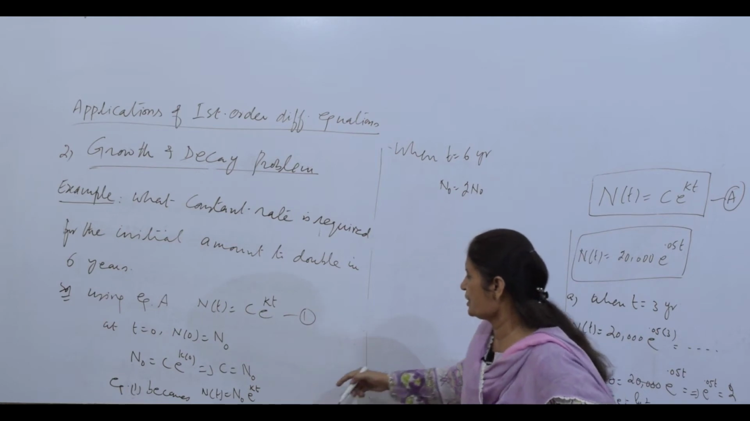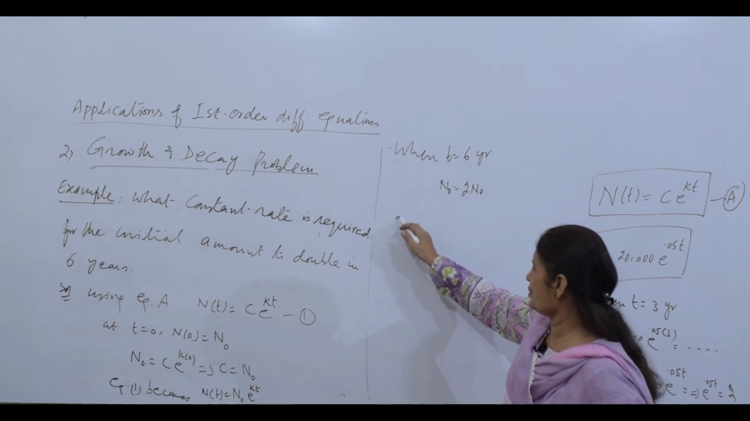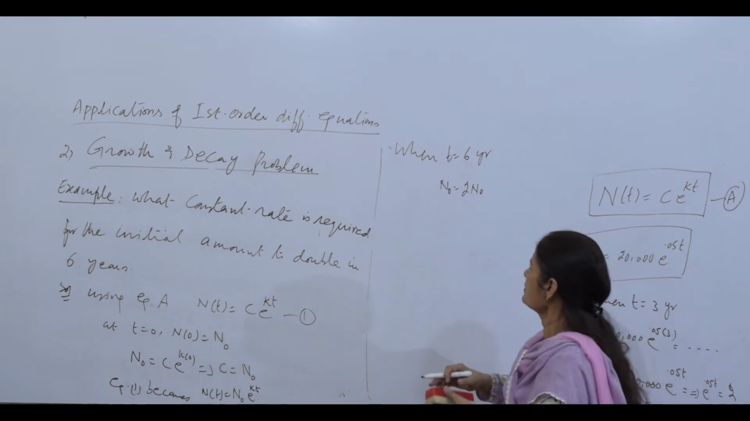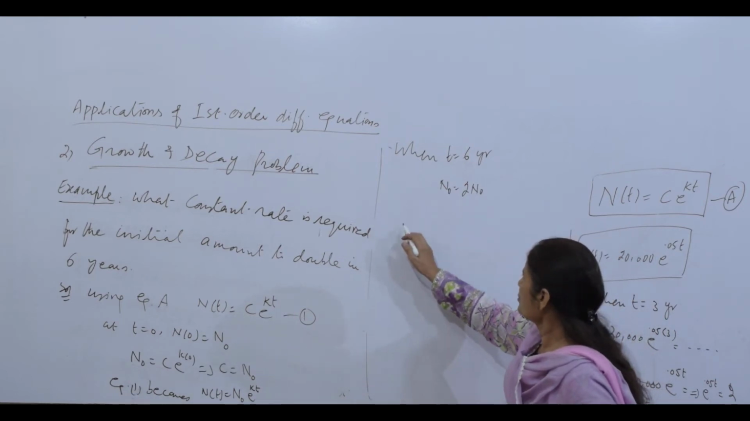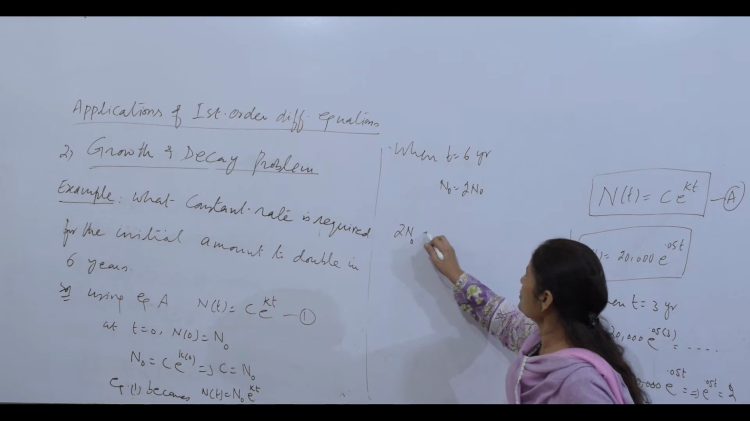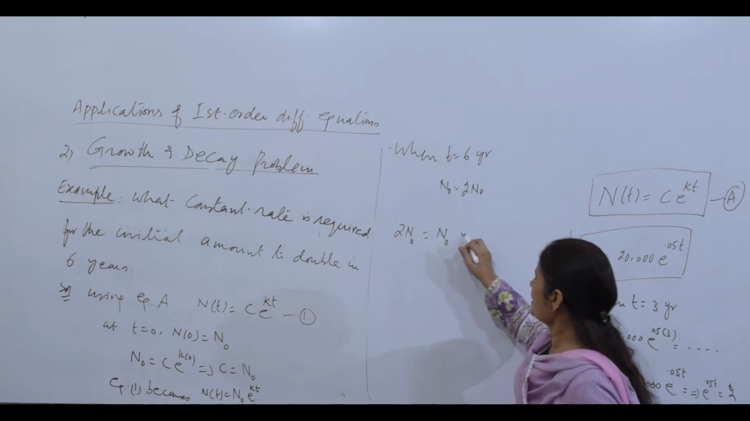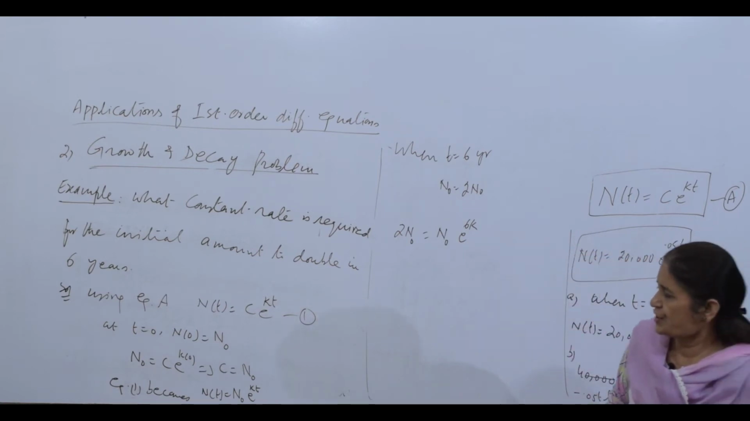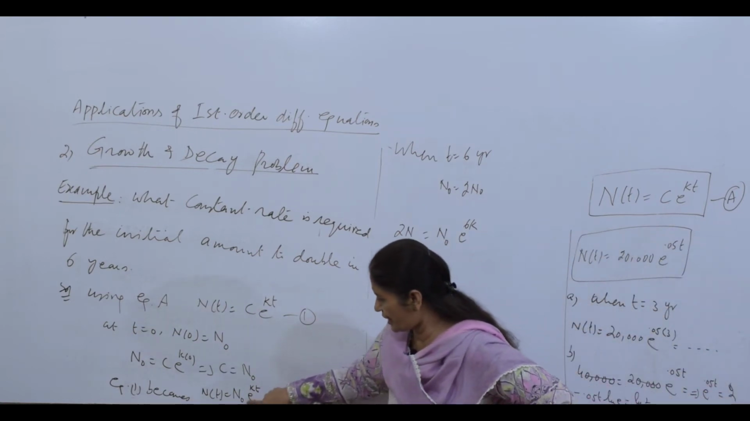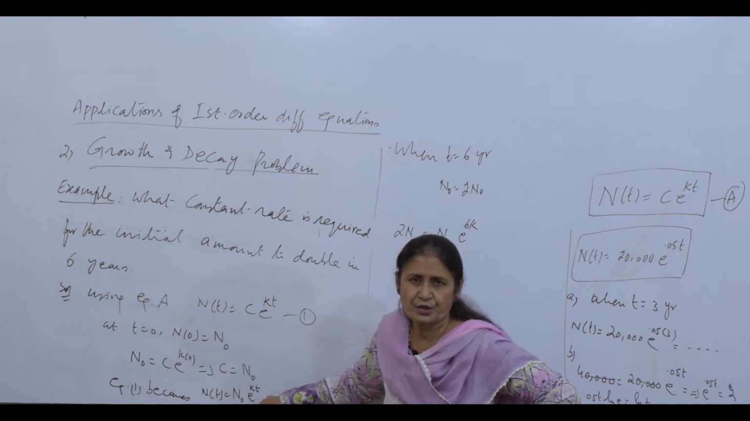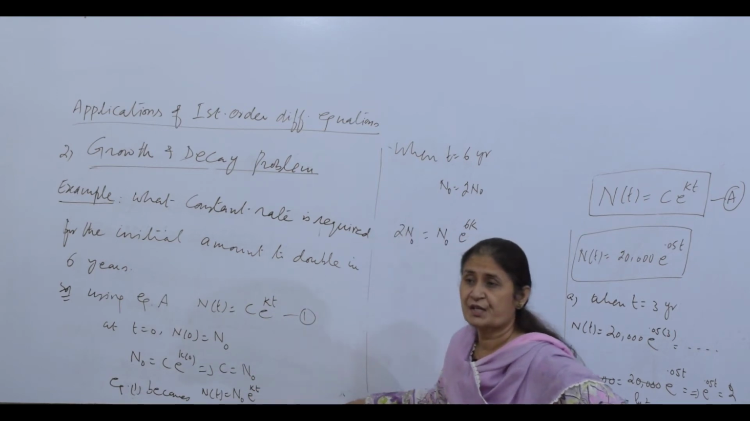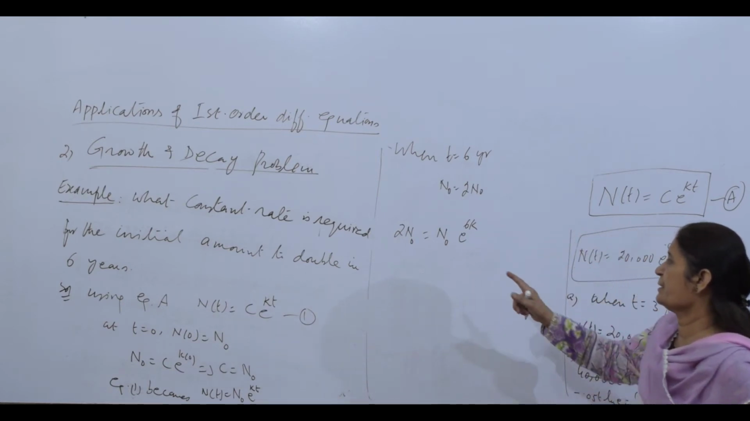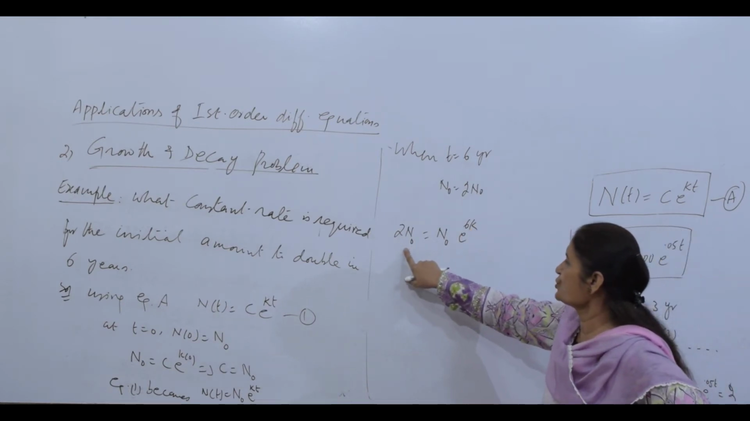So the last equation becomes N(t) equals initial amount, N0 e^(kt). This is 2N0 is equal to N0 e^(6k). When the initial amount is N0, it will be 2N0. So what interest rate will be given by the bank in order for the amount to double in 6 years' time? 6 years, and N is 2N0.